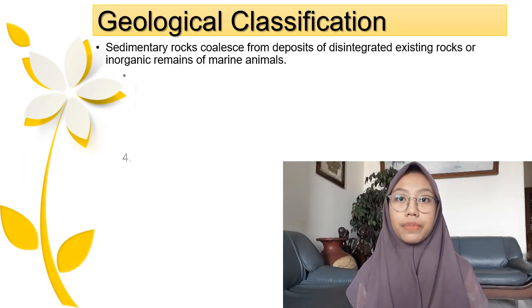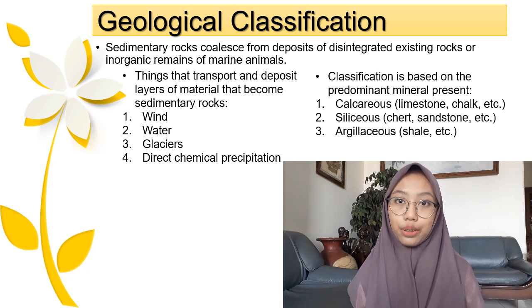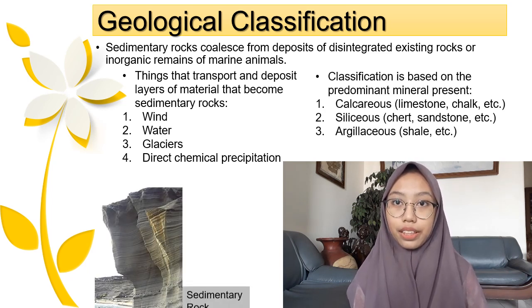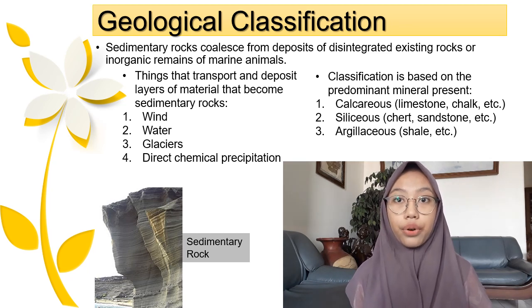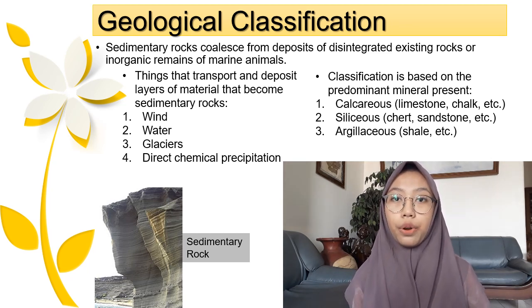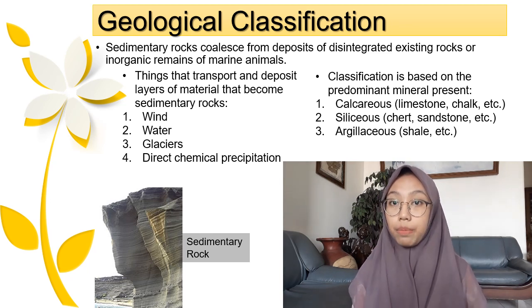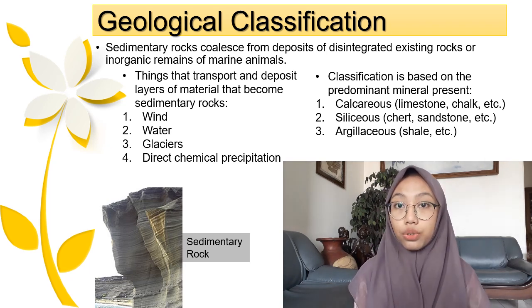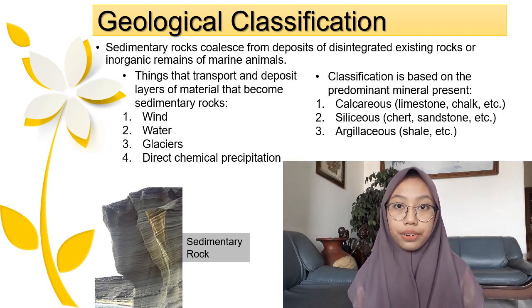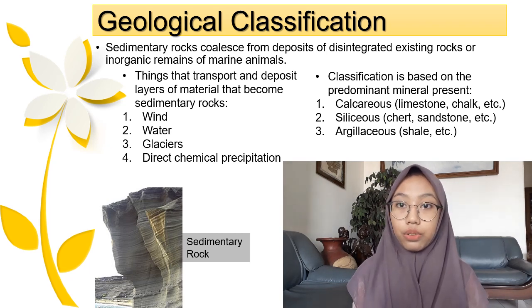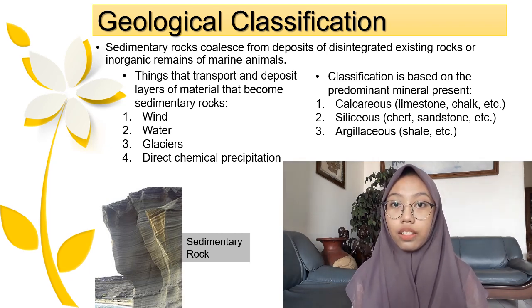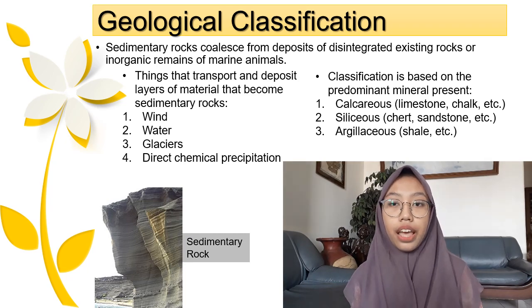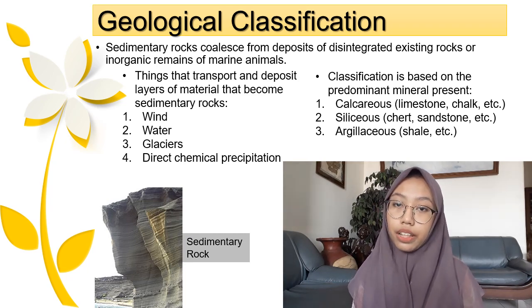Sedimentary rocks coalesce from deposits of disintegrated existing rocks or inorganic remains of marine animals. Wind, water, glaciers, or direct chemical precipitation transport and deposit layers of material that become sedimentary rocks, resulting in a stratified structure. Natural cementing binds the particles together. Classification is based on predominant mineral present. For example, calcareous, like limestone, chalk, and others, and then siliceous, like chert, sandstone, and others, and the last one is argillaceous, for example, like shale.